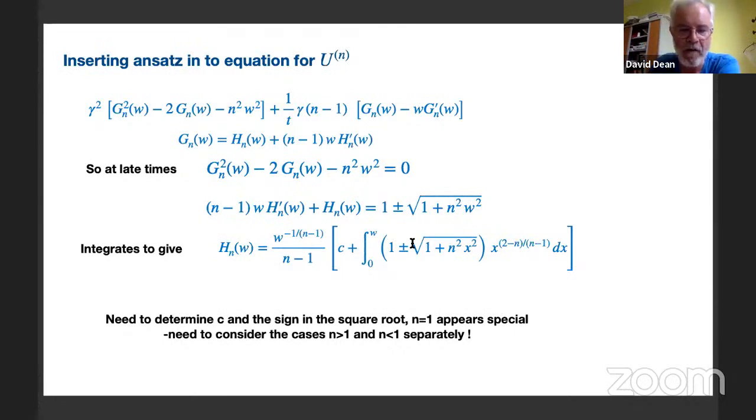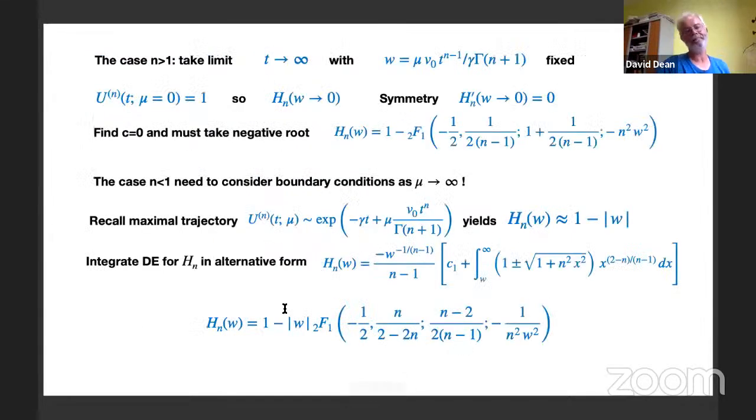So now in order to solve the problem, you need to determine c, and you have to determine the sign of these two square roots. And it actually turns out, despite the fact that when I was looking at the variance n equal to a half looked to be important, actually it's n equals 1 here. You can see that n equals 1 is playing an important role, and we have to consider these two cases, n greater than 1 and n less than 1, separately.